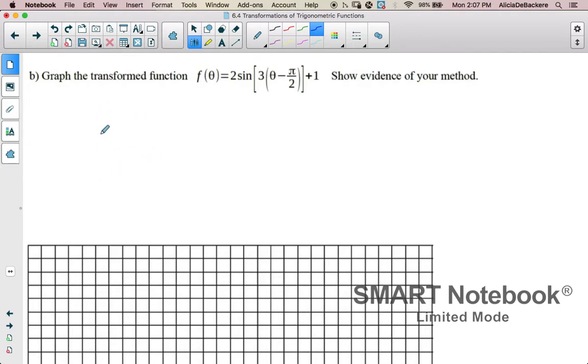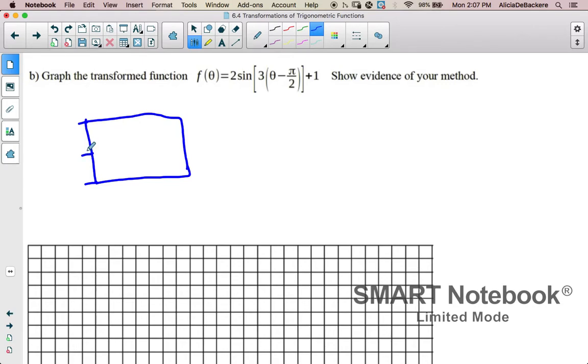I'm going to start by drawing the box just like they told me to in the method. So I'm just doing a rough box. It does not matter. It does not have to be perfect at all. The first thing I'm going to do with the box is label the 3 vertical values. So I need to know where's the maximum, where's the minimum, and where is the axis.